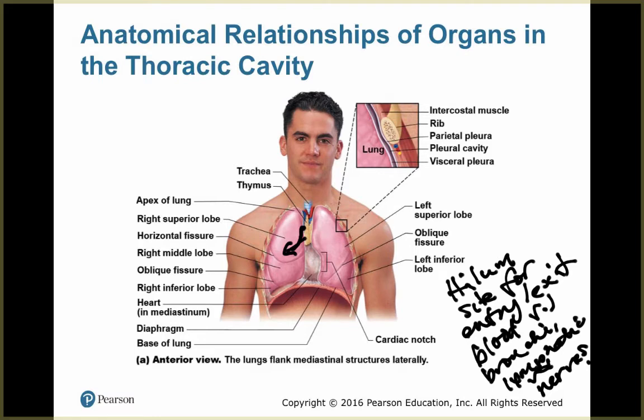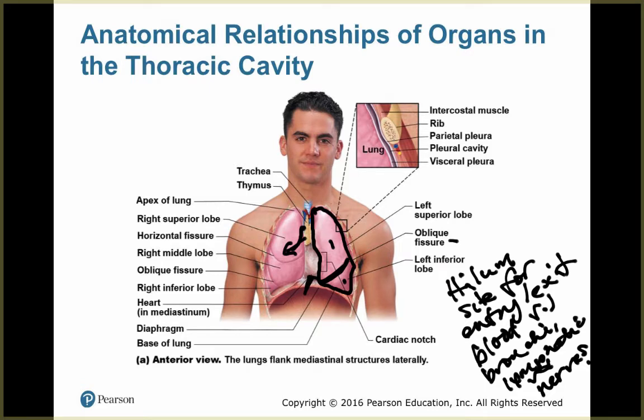Now, if we look, you have the left lung, which, as we're looking at them, is on our right side here. Here you only have one subdivision, and that's the oblique fissure. It separates the top, the left superior lobe, from the bottom, the left inferior lobe. And this side is a bit smaller because of the way the heart underneath it is positioned.